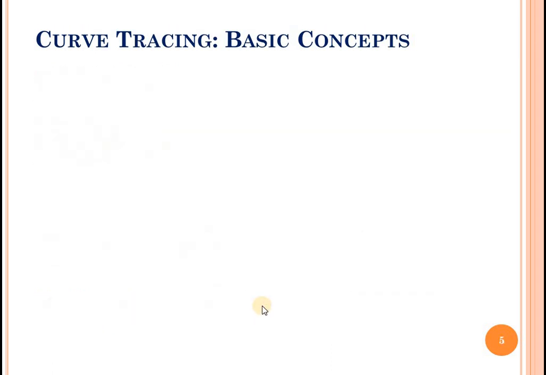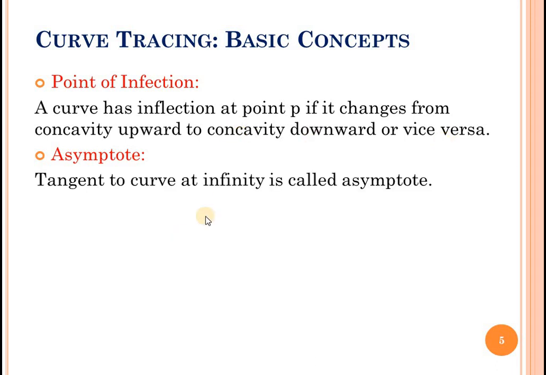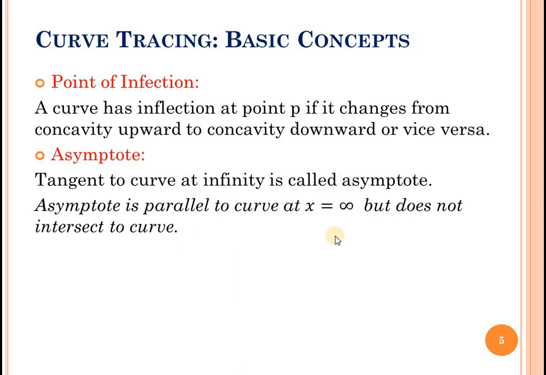So let us see the next point, point of inflection. A curve has inflection at a point P if it changes from concavity upward to concavity downward or vice versa. Then asymptote: a tangent to the curve at infinity is called an asymptote. The asymptote is parallel to the curve as x tends to infinity, but it does not intersect the curve. It is parallel to the curve.